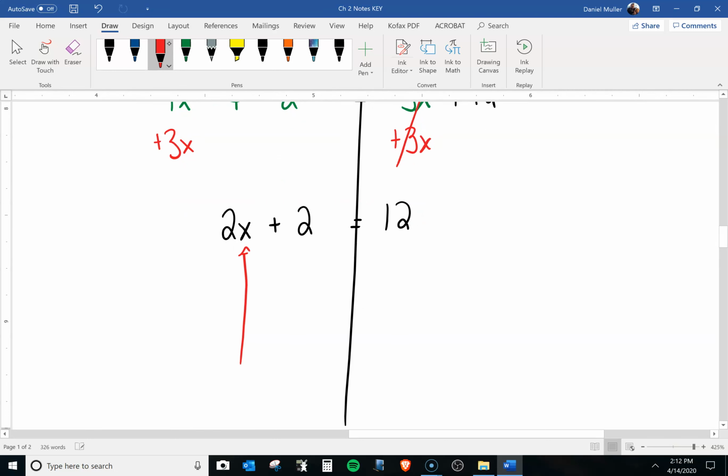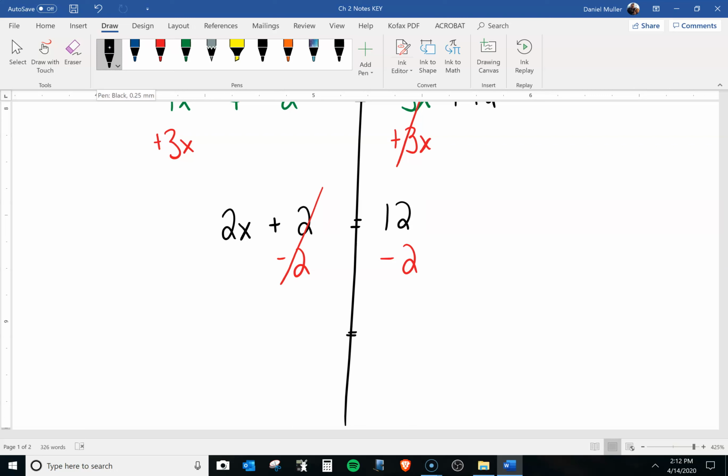We need to get the x alone. You have to do that by getting rid of any add or subtract first, which is backwards BEDMAS. So I will get rid of the plus 2 by minusing it on both sides. So those are gone. On the right side, 12 minus 2 is 10. And on the left side, I've got a 2x.